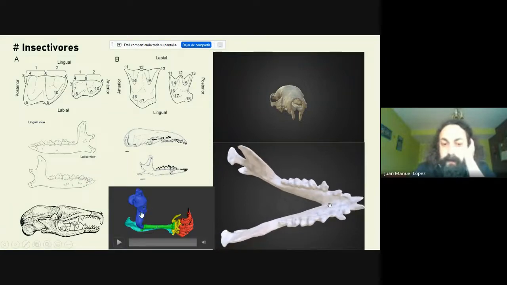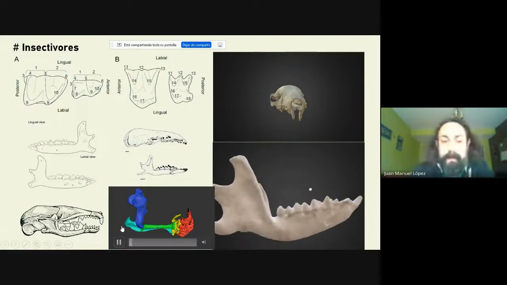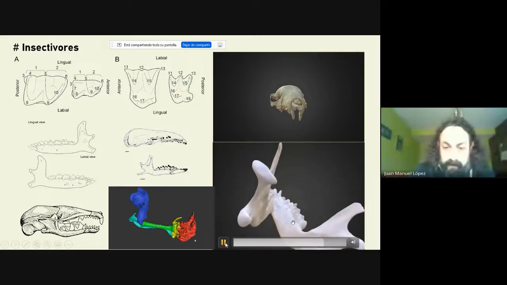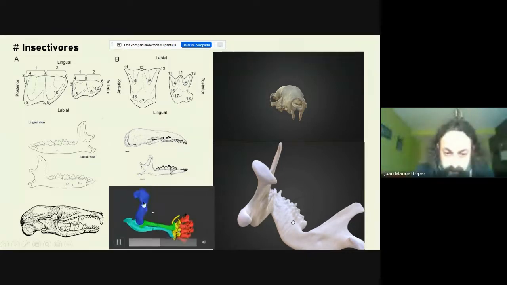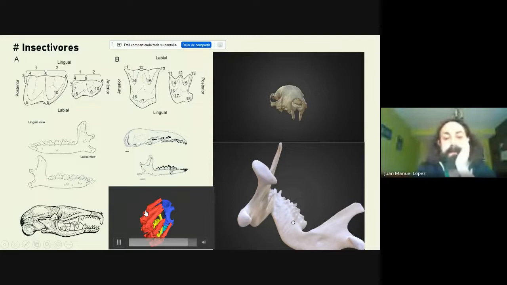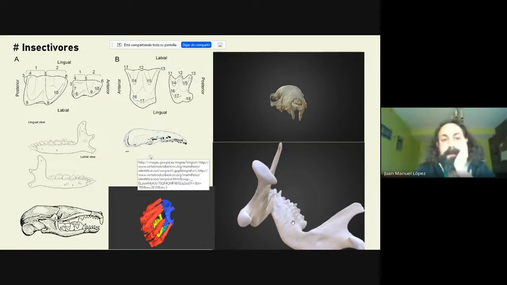Other important elements, like in moles, are the arm bones, which are important to recognize the species because moles are very adapted to excavate. Here we have the humerus, ulna, radius in green, the metacarpals, and the phalanges, which are diagnostic to recognize almost the genus and sometimes the species.